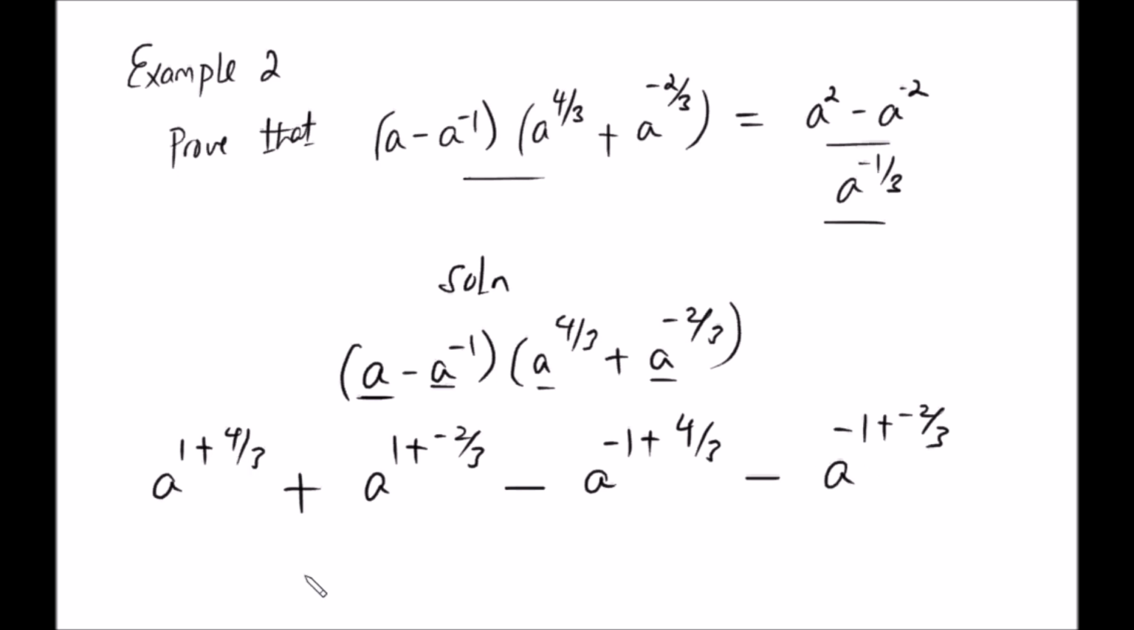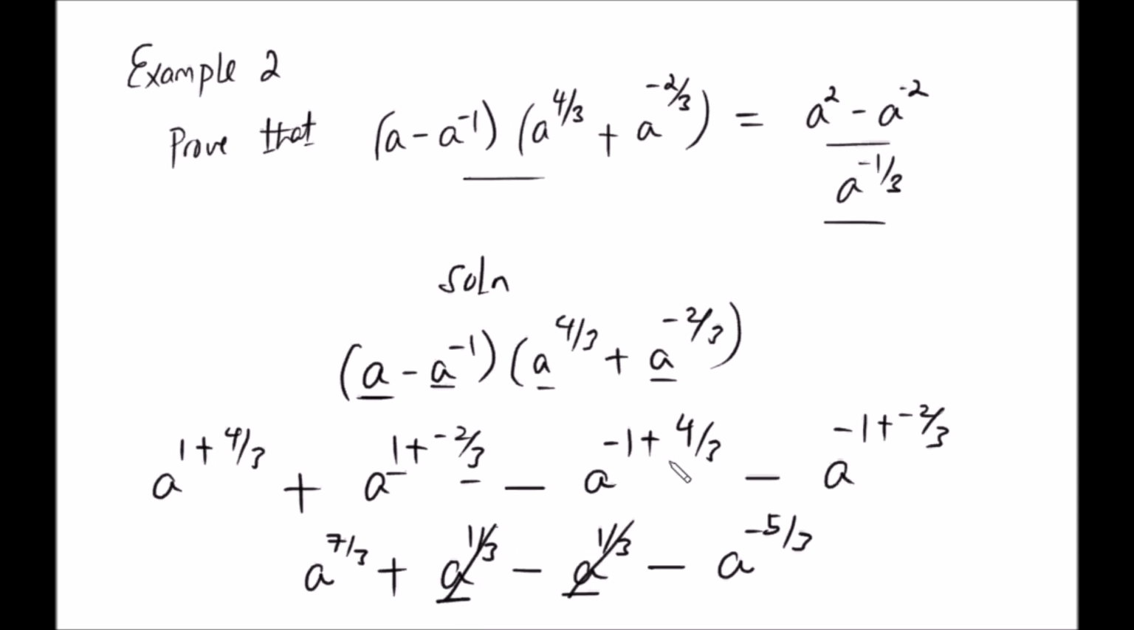So here what do we get? Here we get a power 7 over 3 plus a power 1 over 3, and this and this I get 1 over 3 minus a power 1 over 3 and then minus a, so here we get negative 5 over 3. So a power 1 over 3 minus a power 1 over 3 is 0. So what are we left with? We are left with a power 7 over 3 minus a power negative 5 over 3.